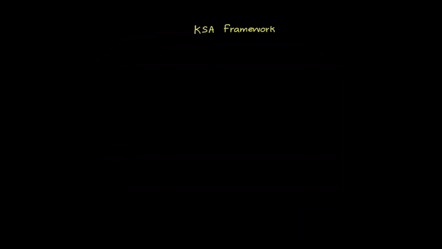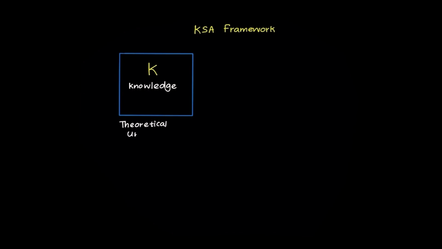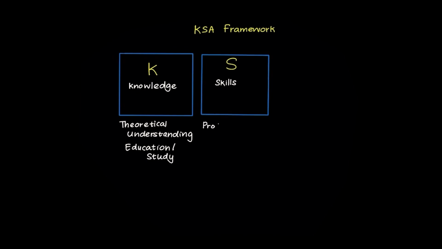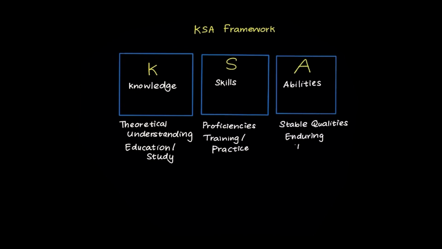KSA stands for knowledge, skills, and abilities, the three elements used in job analysis to define what candidates need. Knowledge is theoretical understanding, what you know from education or study. Skills are proficiencies developed through training and practice, what you can do. Abilities are stable personal qualities that enable task performance, enduring traits like reasoning or physical capabilities. The other options are nonsense distractors. KSA is a foundational HR framework for building job specifications and evaluating candidates.